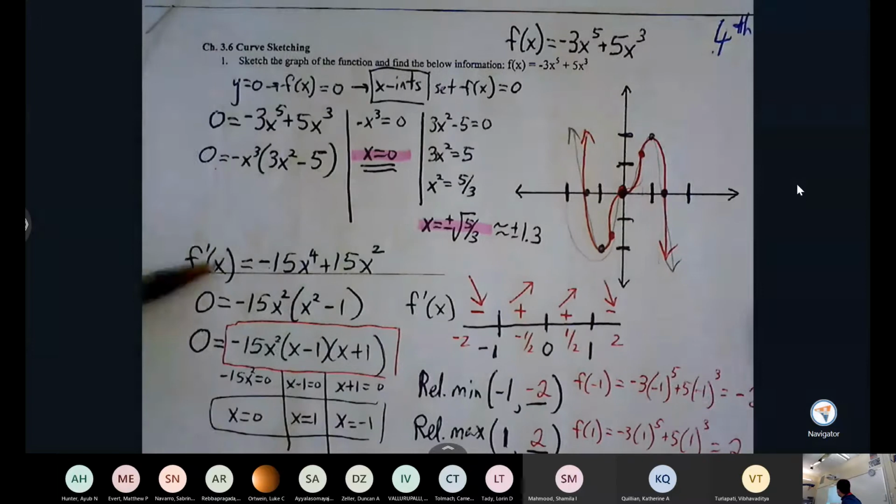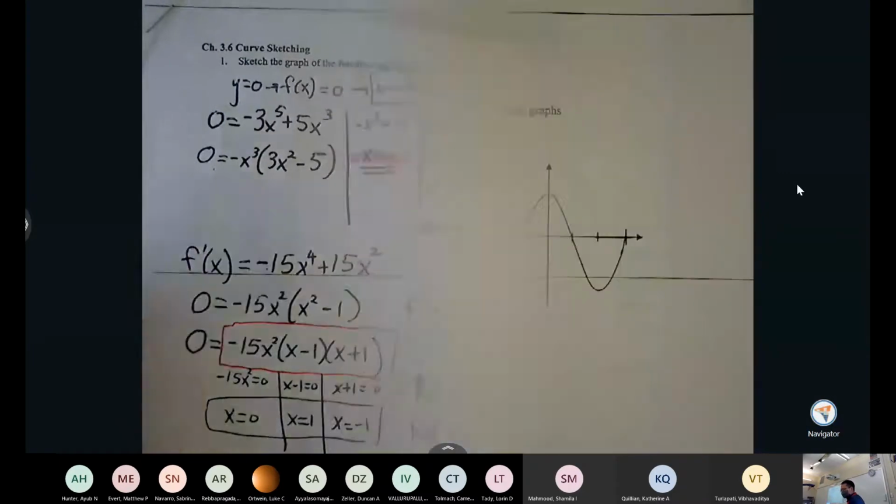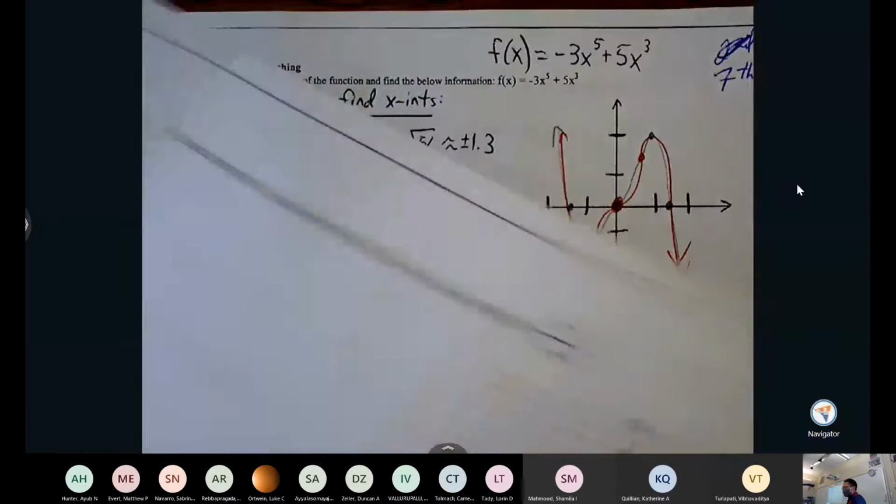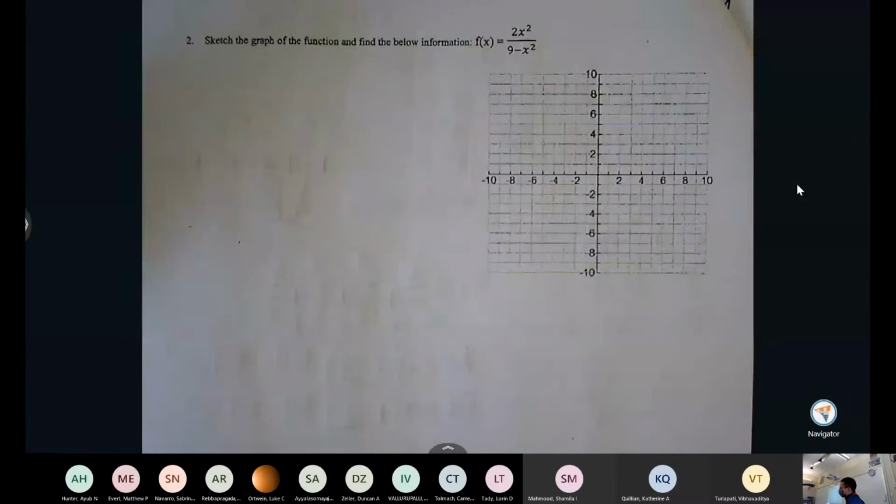So we did number 1 in class on Friday. So let's go to number 2. So number 2 is a rational function. It's a little bit more involved, but the idea is the same. We're going to gather information from f prime, from f of x, from f double prime, and we'll put all that information together to get a picture of the graph.